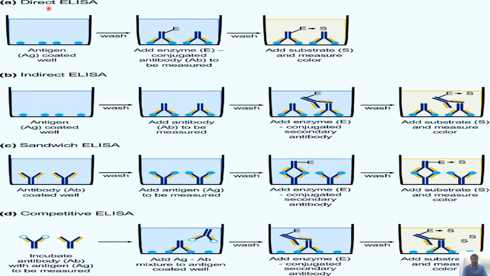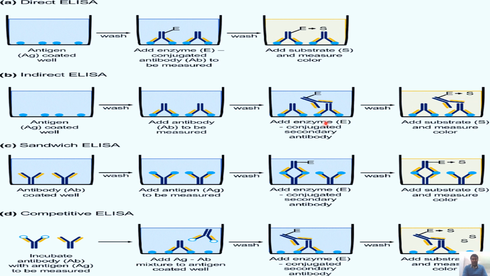This is the picture of the direct ELISA. In this first picture you can see that the antigen is coated and then the enzyme-conjugated antibody is added, and this will show the color. In indirect ELISA, the first one is the antigen, then the primary antibodies, then the secondary antibody is added, which is conjugated with the enzyme, and it will produce the color.